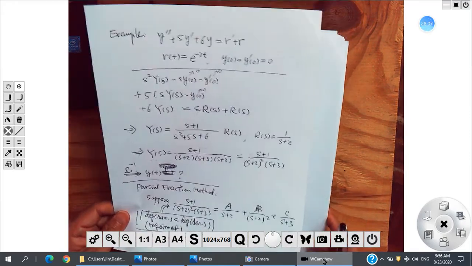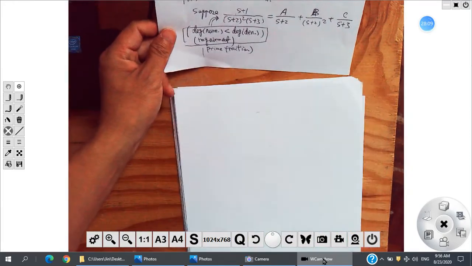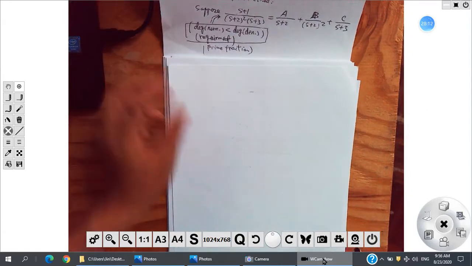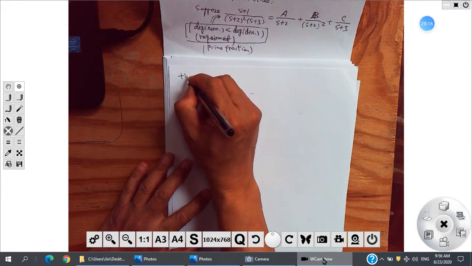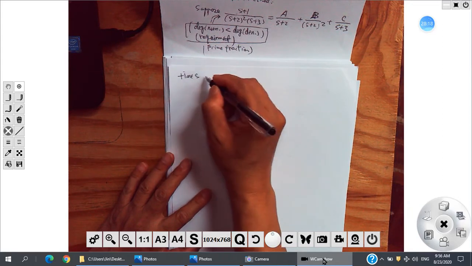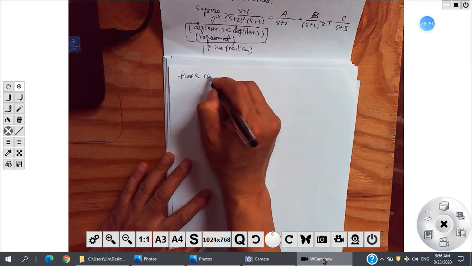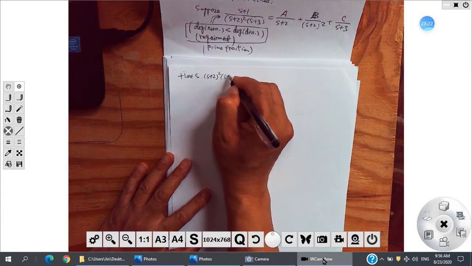There are different ways. I can just use this way. Actually, I like this way. I multiply the denominator (s plus 2) squared times (s plus 3) on both sides.